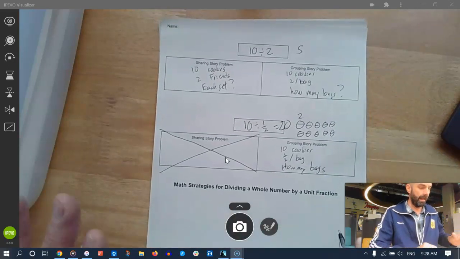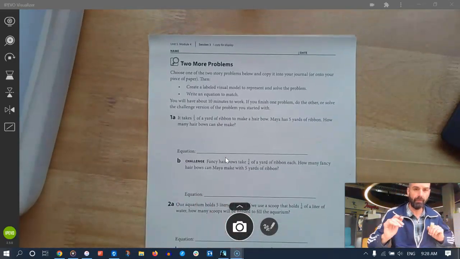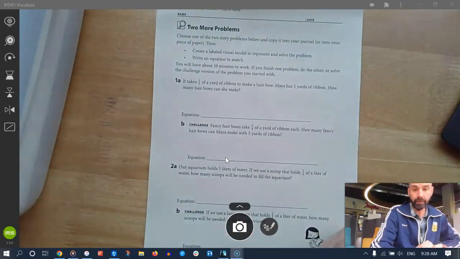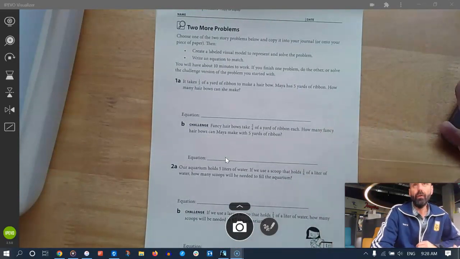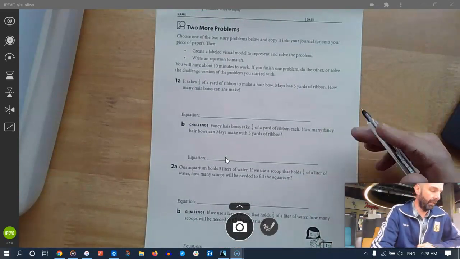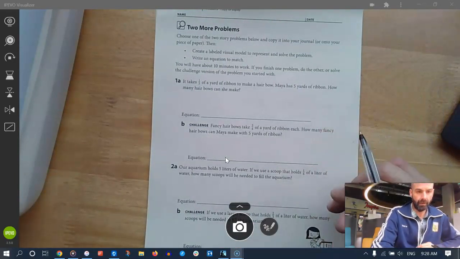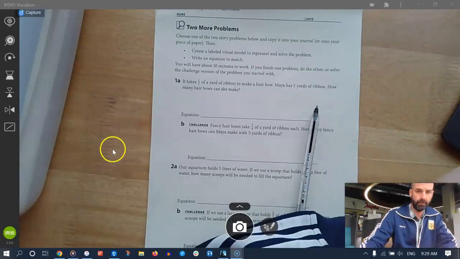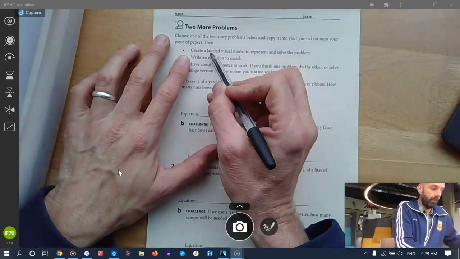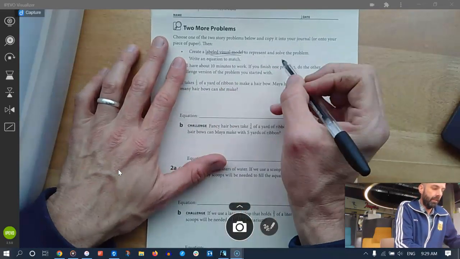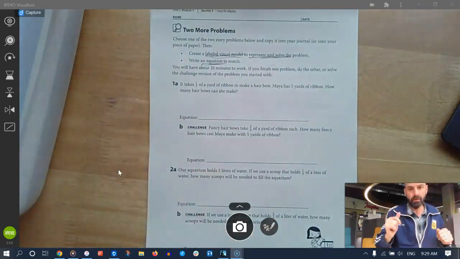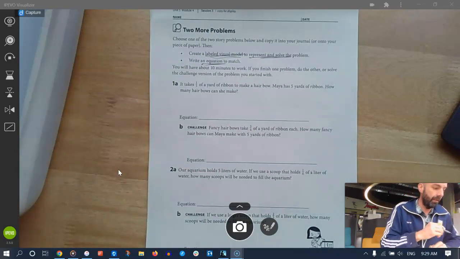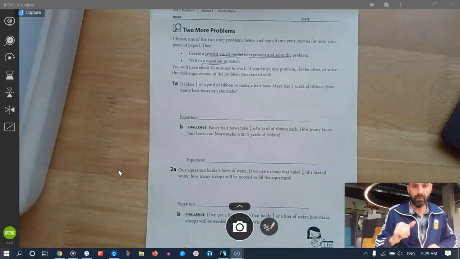All right, cool. Now we're going to jump over here to the 2 more problems. Again, you can do all of them if you want. You can just choose one and work on it. Again, if you go over 5-10 minutes working on it, I would just then move on with your life and check the video and see how it did, and that will be in the next video. So again, create a labeled visual model. Represent and solve the problem, write an equation. So those are the things that you need to do. And in fact, why don't you underline those things to let me know that you understood that.